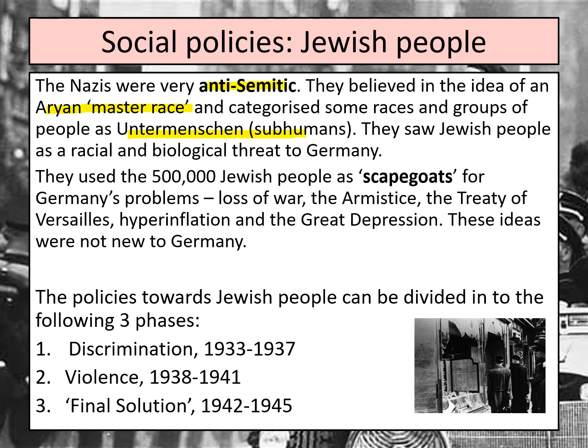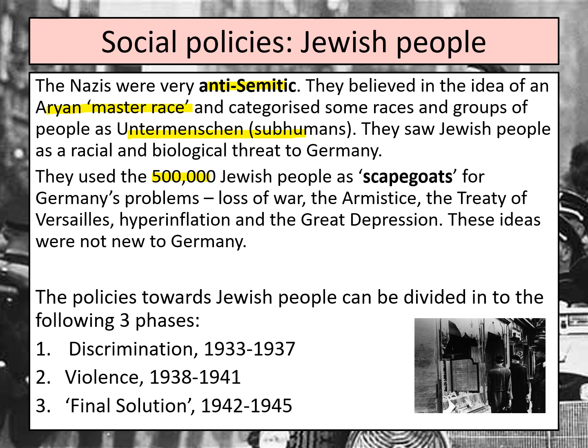Now, there was actually relatively few Jewish people in Germany, only about 500,000 and less than 1% of the population. But these people were blamed for all of Germany's problems. The Nazis blamed them for the loss of the First World War, the signing of the armistice, the Treaty of Versailles, and all the economic problems that came after, for instance, hyperinflation. So they started persecuting Jewish people right from the beginning of when they came to power.